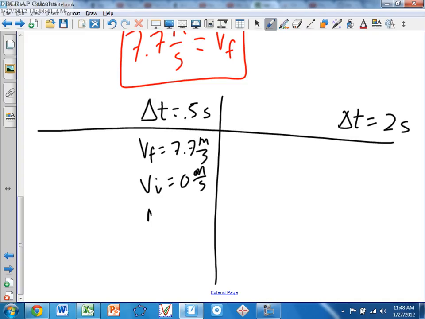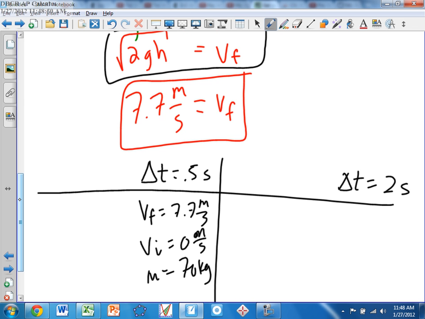and the mass was... What was the mass? 70 kilograms. Great, both cases have the same information that we just wrote down there. In both scenarios, the person lands with a velocity of 7.7 meters per second. He or she starts from rest, it's a free fall, and has a mass of 70. So, here is where solving analytically comes in handy. If we are trying to find the force, remember the formula here. There's our formula. If you want to solve for force, you can do the same thing to both sides. Divide by delta T.